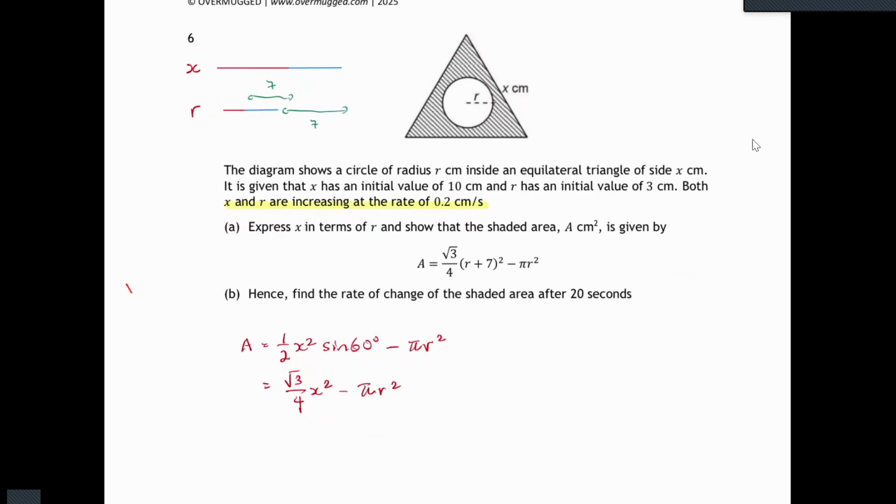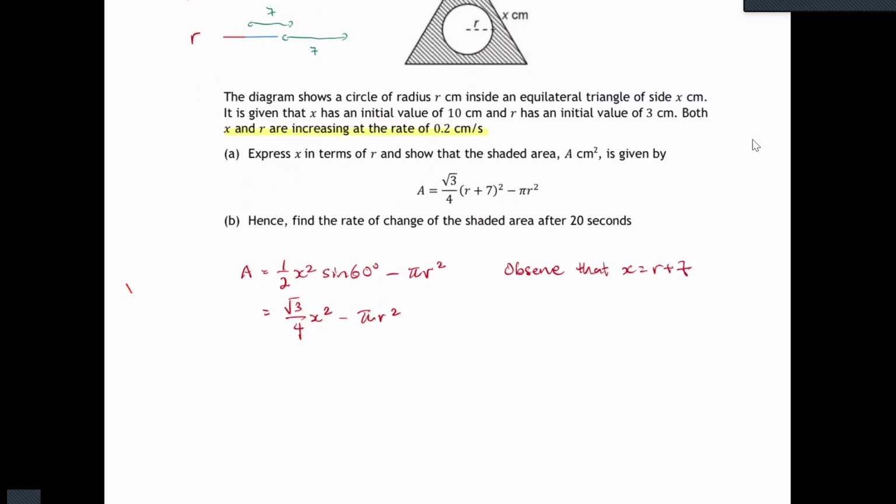So from here, we can observe that x is equals to r plus 7. And then we sub that in. Here is A equals root 3 over 4 (r plus 7) squared minus pi r squared. And then we are shown.